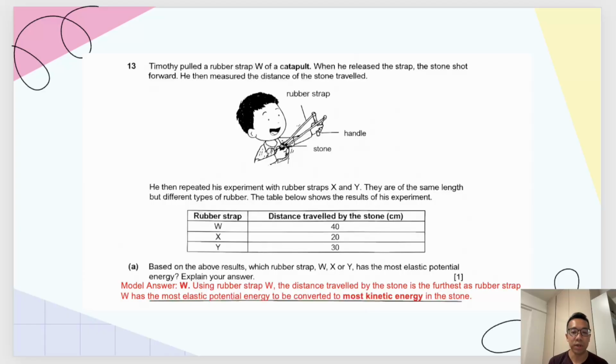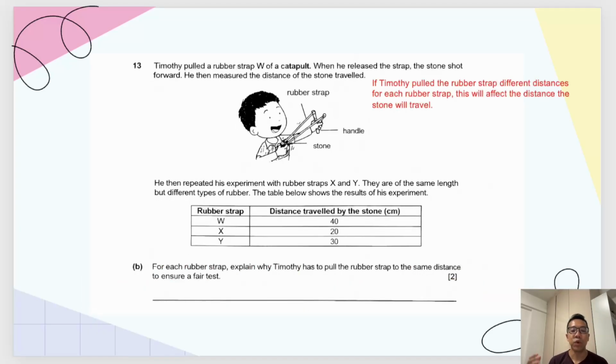So here is the model answer. Keep in mind the bolded words are the key points you need to have in your answer to get the full 1 mark. W is the answer. Using rubber strap W, the distance traveled by the stone is furthest as rubber strap W has the most elastic potential energy to be converted to the most kinetic energy in the stone.